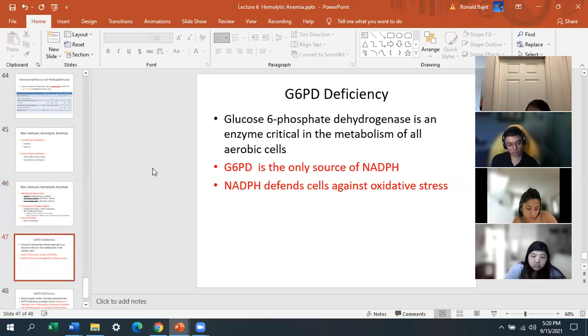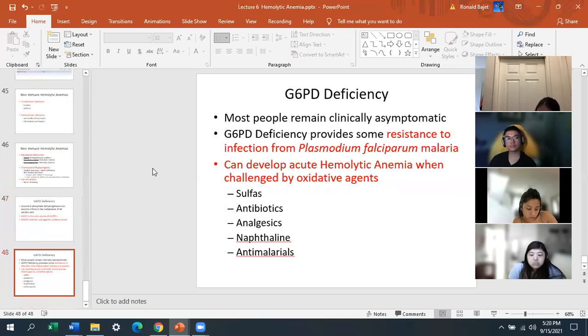And then I already talked about G6PD deficiency. G6PD is the only source of NADPH. NADPH defends cells against oxidant stress. So that's the importance of G6PD. Patients who have this deficiency are usually asymptomatic. You can't tell.